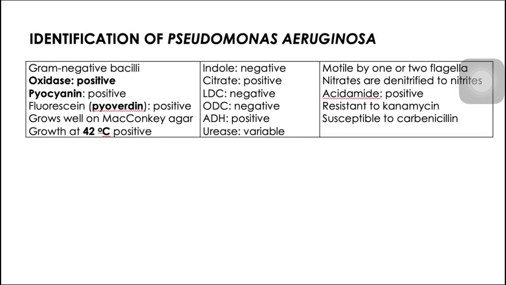They grow well on MacConkey agar and their growth is at 42 degrees centigrade. Again, they can grow at 37 degrees centigrade, but their optimal growth is at 42 degrees centigrade, together with Campylobacter. Then, other biochemical tests were also listed as follows.